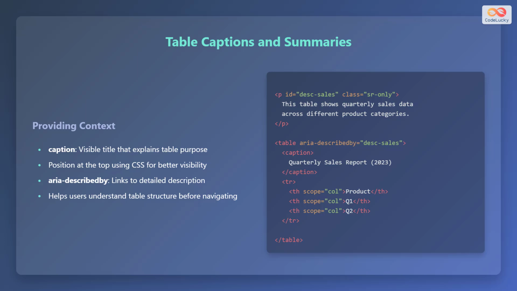Here's an example demonstrating the use of captions and aria-describedby. A paragraph with a detailed description of the table is linked to the table using aria-describedby, and a caption provides a visible title, giving users a comprehensive understanding of the table's content and structure.